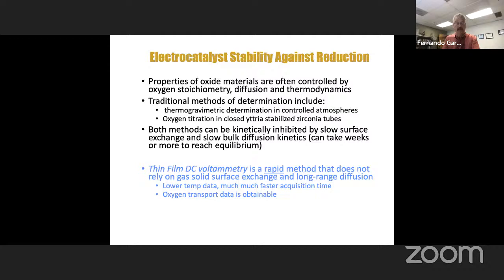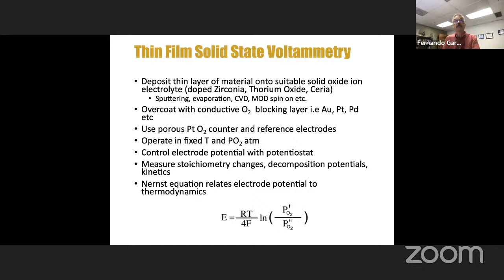And I have just a few examples here of some of the things which we've done. So the basic way which you do this is that you create a thin film of your oxide material of choice, and you deposit it on a thermodynamically stable electrolyte.